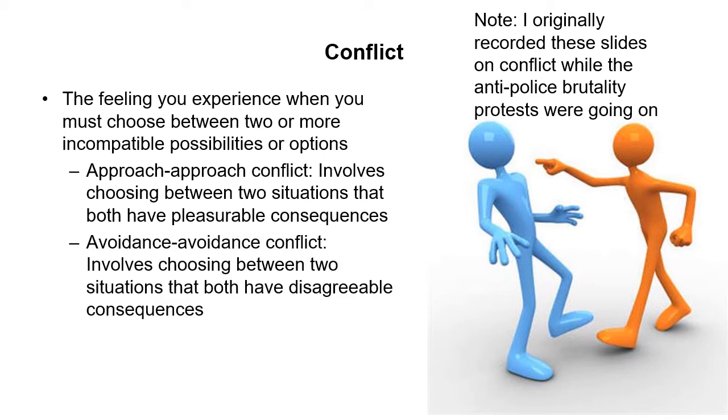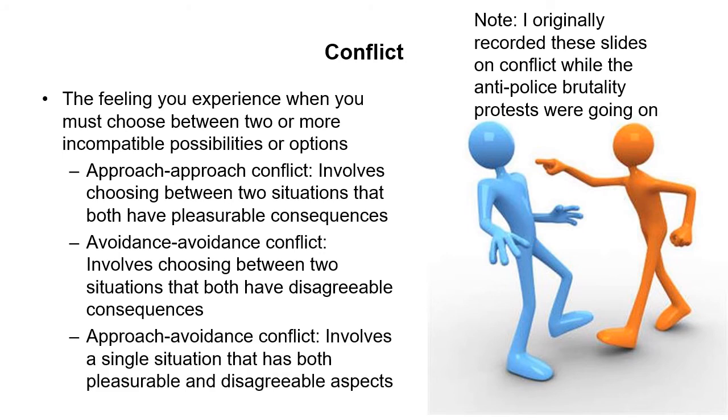The next is avoidance-avoidance, when you have two disagreeable consequences, but you have to choose between them. So again, you have to make a choice. There's a conflict because you have to choose between two disagreeable outcomes, but you have to make the decision between them. Obviously, you don't want either of them, but you have to choose between them.